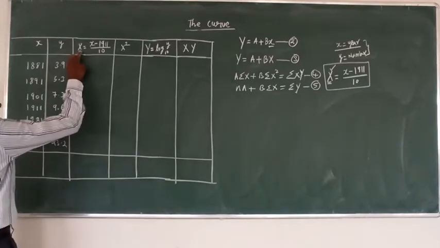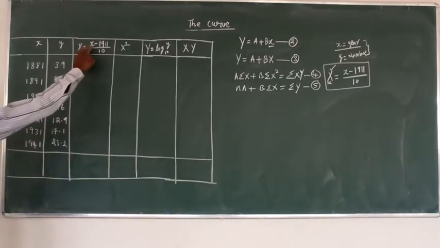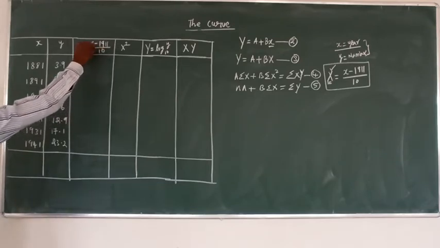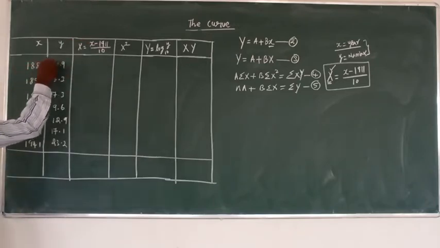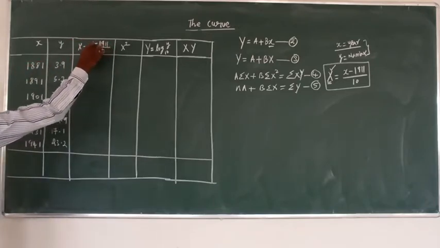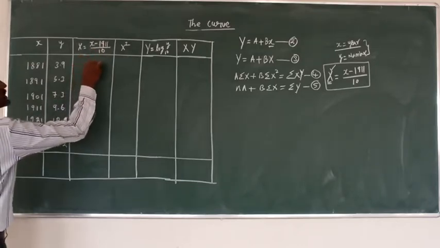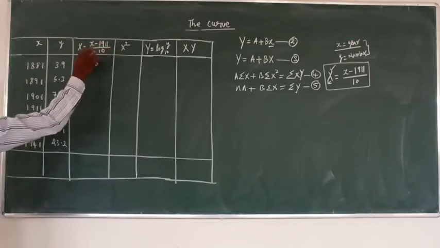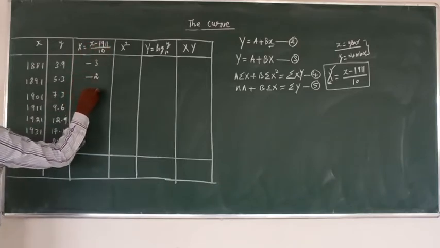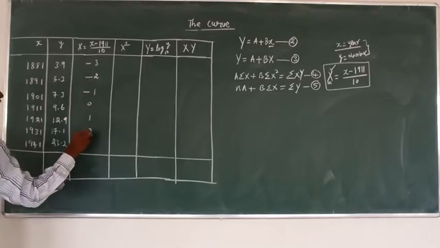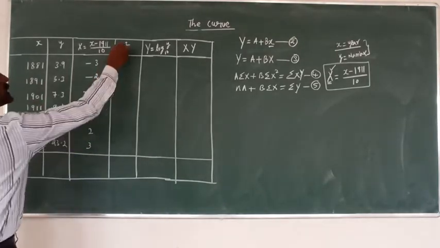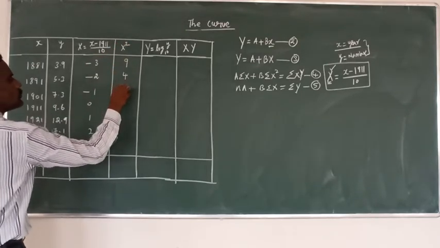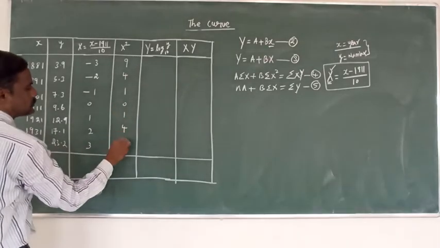Here capital X equal to small x minus 1911 divided by 10. Small x value you can substitute: 1881 minus 1911 divided by 10, you can get the result minus 3. This is for 1891: minus 1911 divided by 10, you can get the result minus 2, minus 1, 0. This is for plus 1, plus 2, plus 3. And then x square, the square of this one: 9, 4, 1, 0, 1, 4, 9.